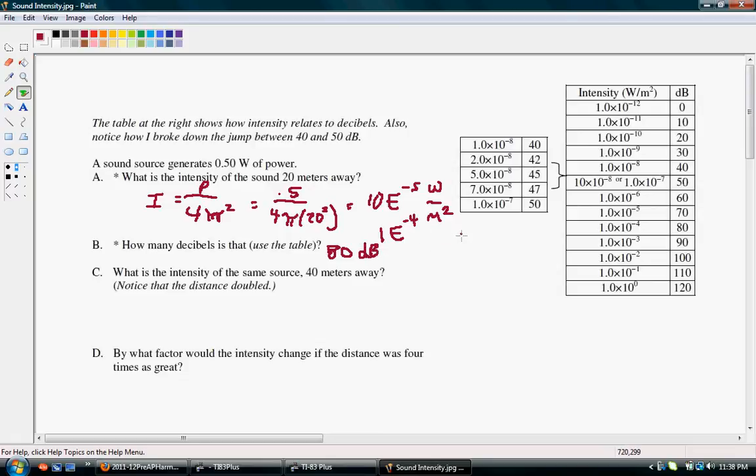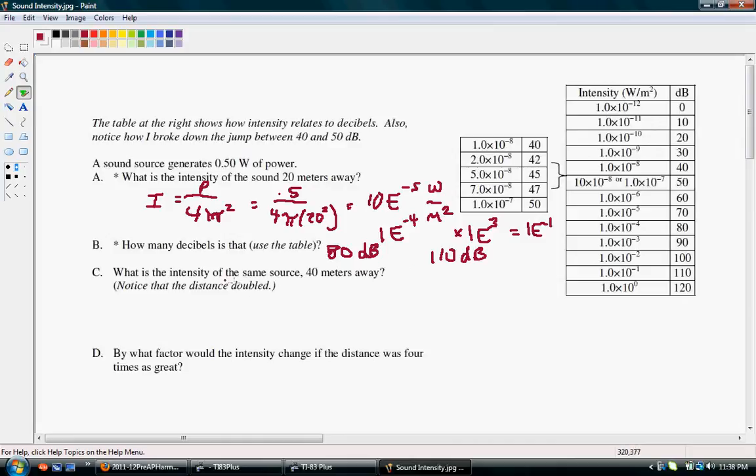Now, if we were to make the intensity, say 1,000 times bigger, that would be times 1e to the third, because 1,000 has 3 zeros. Okay, so if we were to make this more intense by a factor of 1,000, 1e to the negative fourth times 1e to the third, we would add our exponents and end up with 1e to the negative 1, which is 110 decibels, which is 30 units greater.